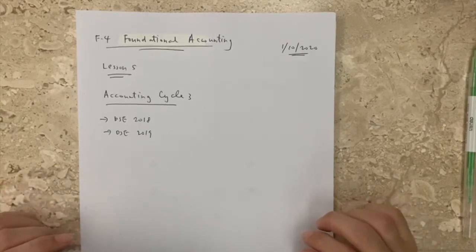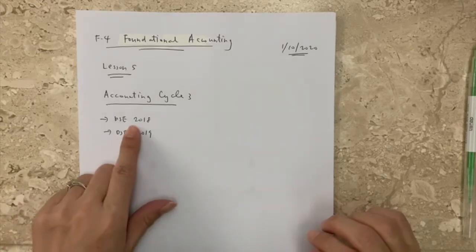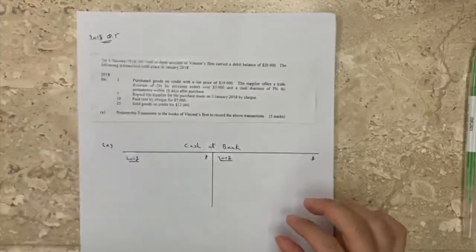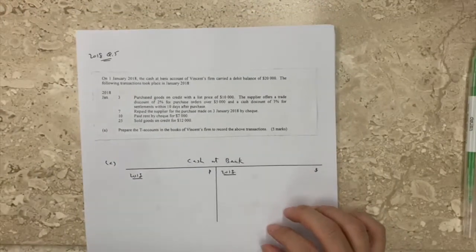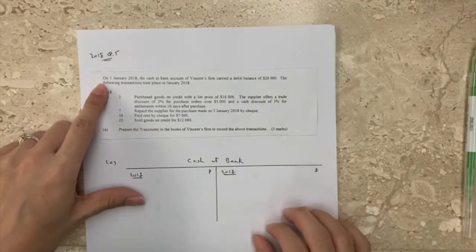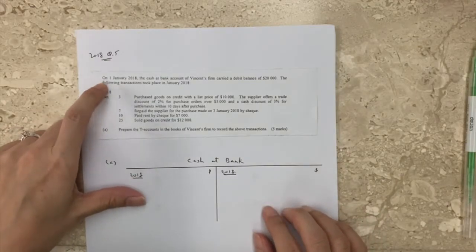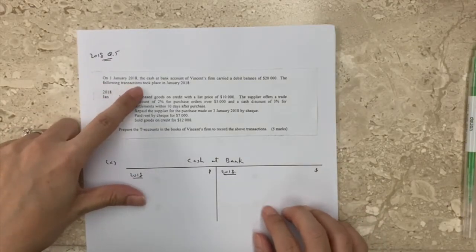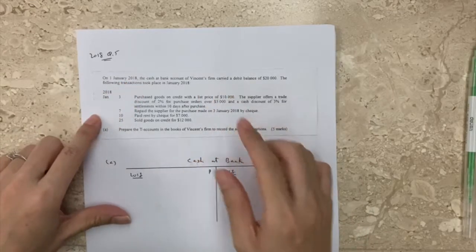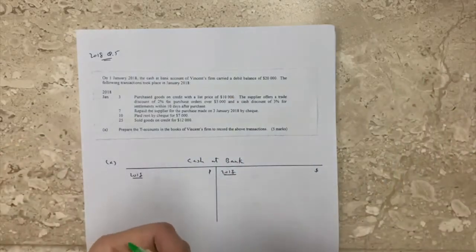Alright, so in today's lesson we will do two DSE questions. One is in 2018 and one is in 2019. Here is question 5 in 2018, and we are given this at the beginning: on 1st January 2018, the cash at bank account of Vincent's firm carried a debit balance of 20,000.